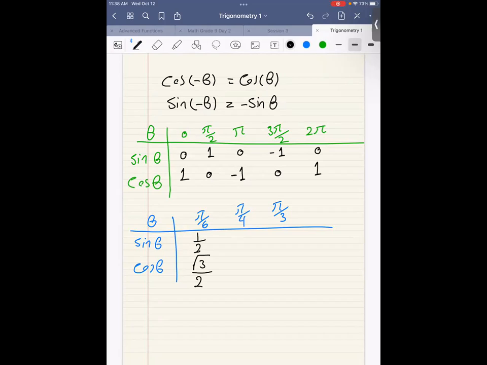So for pi over 4, sine and cosine are both equal, and they are equal to 1 over root 2. And by the way, 1 over root 2 is equal to root 2 over 2. So you can either say 1 over root 2 or root 2 over 2. And for pi over 3, what is sine of pi over 3? Root 3 over 2, and cosine is 1 over 2.